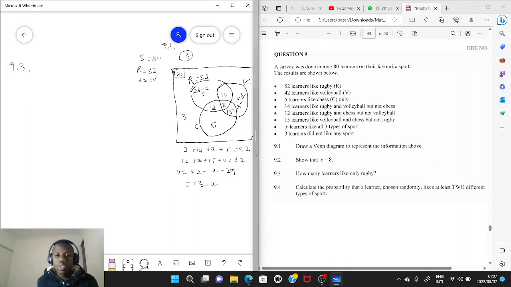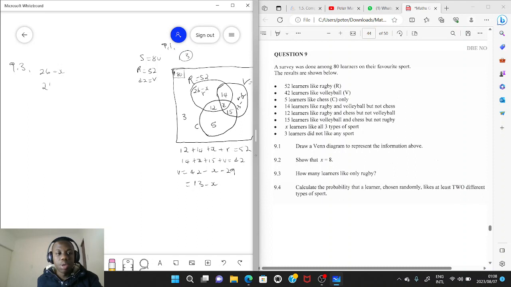So we are considering the space for rugby. We want rugby only, and rugby only is this portion, not the entire rugby, because here there's V, here there's C. So we don't want the interference of V and C. So we are looking for R only. So what is R only? We know this portion from the Venn diagram that we did before. We had 26 minus X. So that's R only.